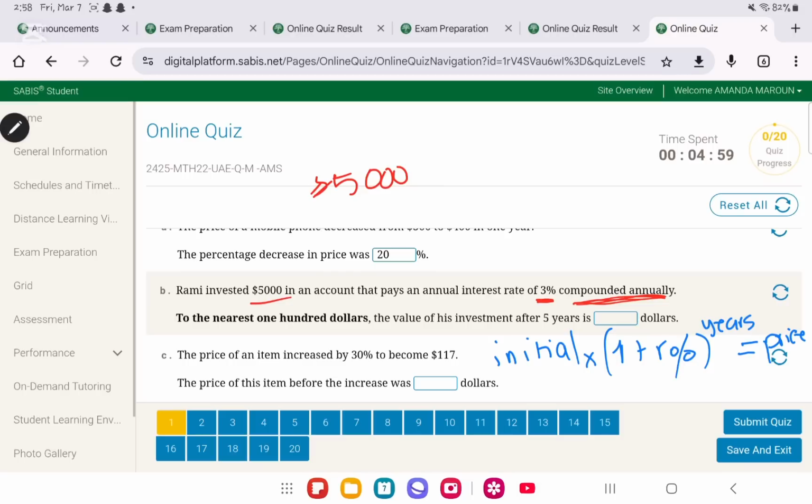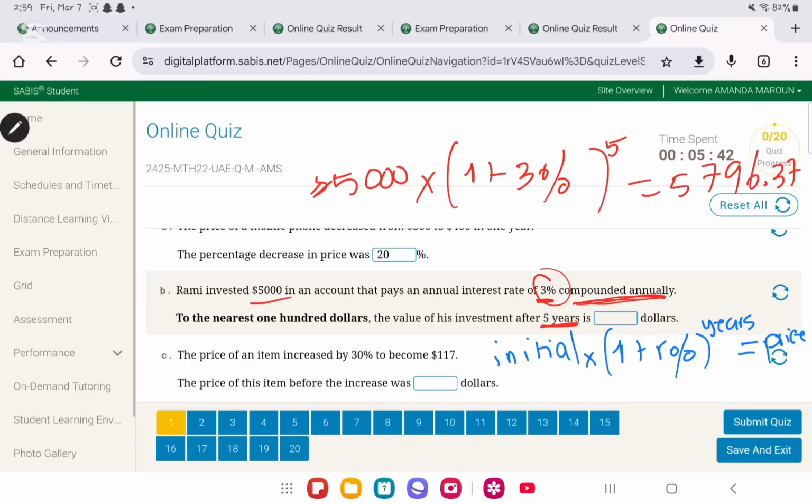So the initial price is $5,000. It is multiplied by 1 plus the percentage, which is 3%, to the power of how many years? It is 5 years, the power of 5. It is equal to the new price, which is, we can put it on the calculator, 5,000 times 1 plus 3%. If you cannot write 3%, you can very simply put 3 over 100 to the power of how many years? To the power of 5 years.